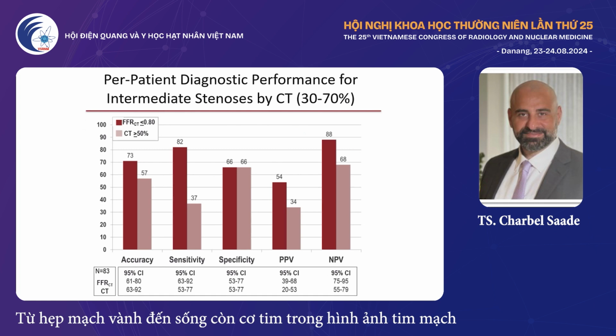And here, if you look at per patient diagnostic performance for intermediate stenosis by CT, sensitivity and specificity can be mixed. So the accuracy between FFR and CT versus CT in more than 50% stenosis is actually 73%. Sensitivity, there is a mismatch between CT and sensitivity, but for the specificity, positive predictive and negative predictive values, there is statistical significance as well.